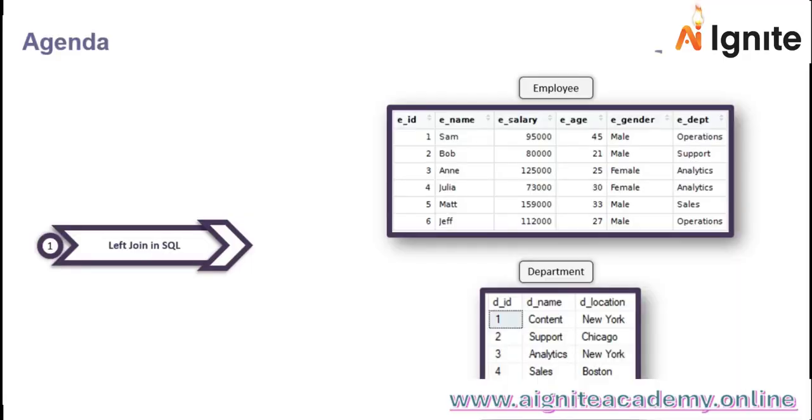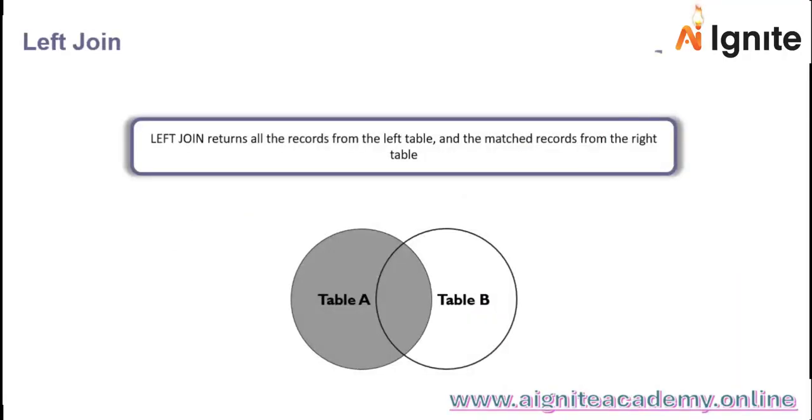In this session, we'll be implementing the left join. So the left join basically returns all the records from the left table and the matched records from the right table. So if we take table A and table B, then applying left join on these two tables would give us all the records from table A and only the matched records from table B.